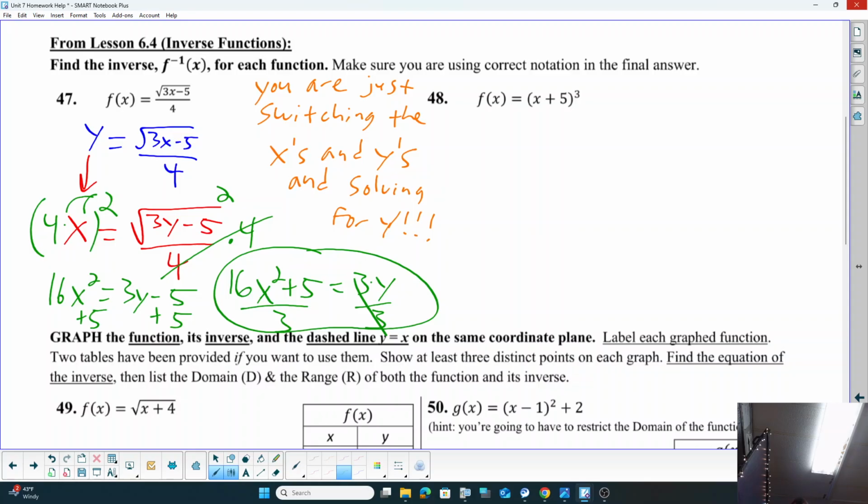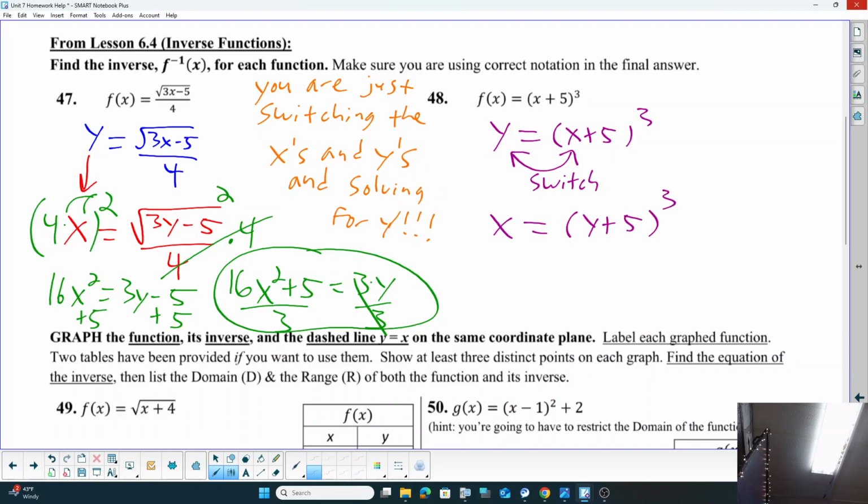That's how you find the inverse. So this one is y equals x plus 5 to the third power. And then we switch and solve for y. So x equals y plus 5 to the third power.